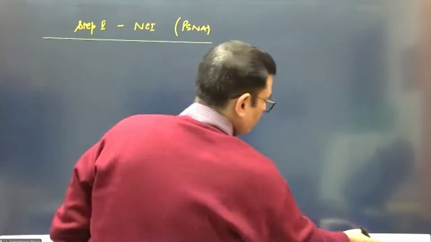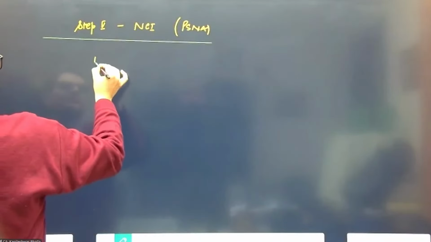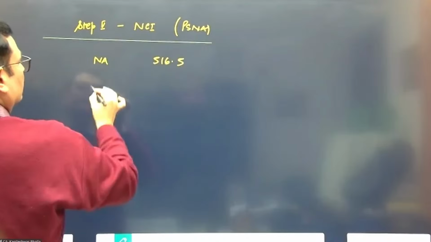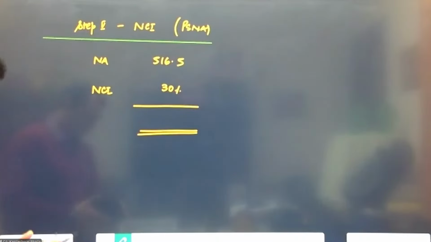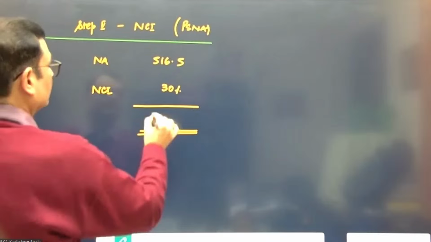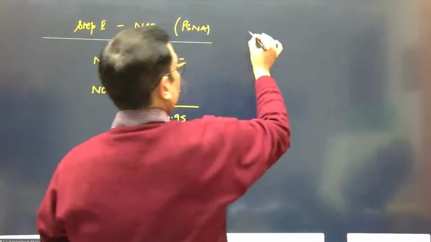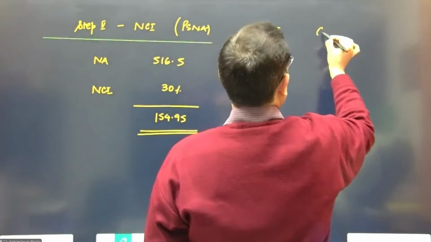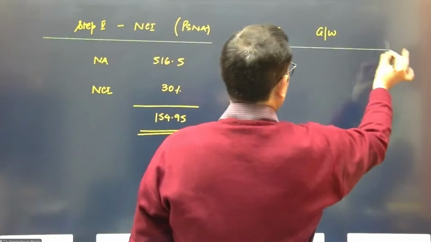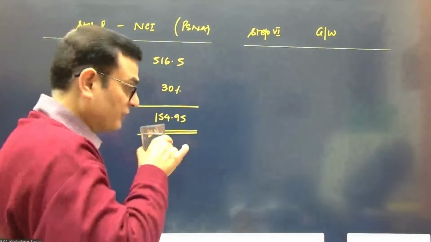So let's take the net assets from step number 3B, 516.5. So can I say the net assets is 516.5 and the NCI is 30%? Let's take 30% of this. 154.95, and then we can calculate step number 6, and that is the calculation of goodwill, and that's going to be simple and straight. Right now impairment does not make any difference to me. We're just organizing the inputs, so we're not concerned with the aspect of impairment. Just put in the figures.